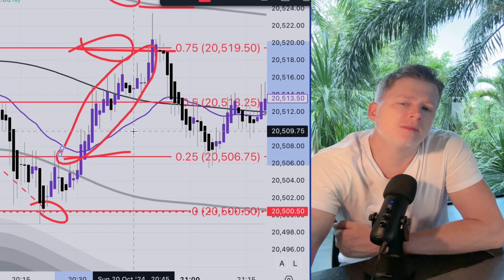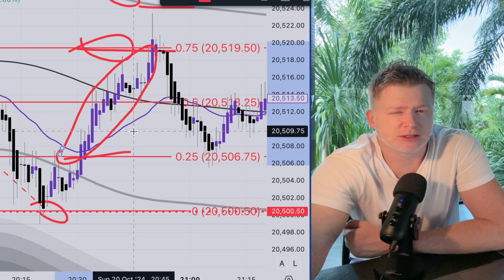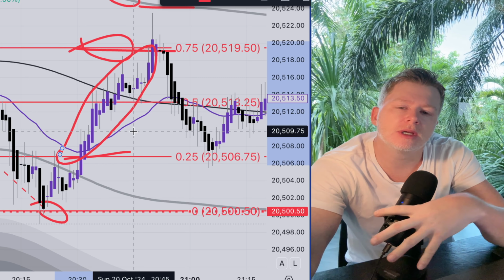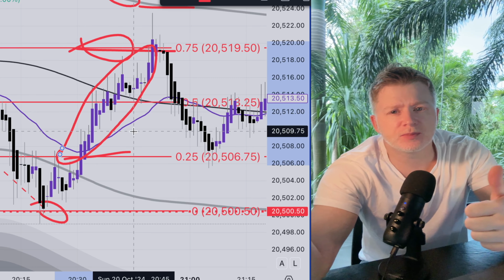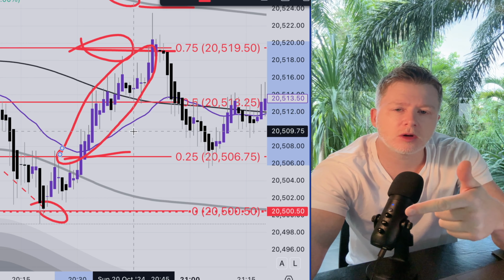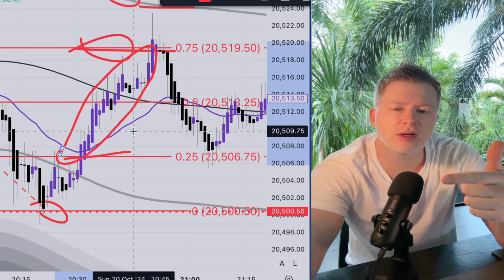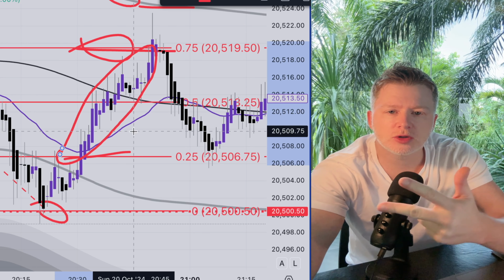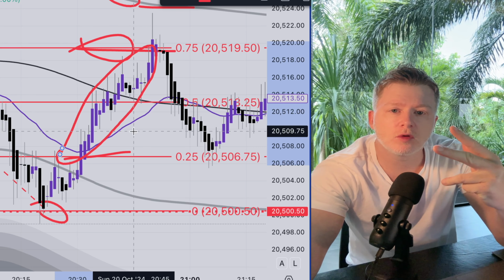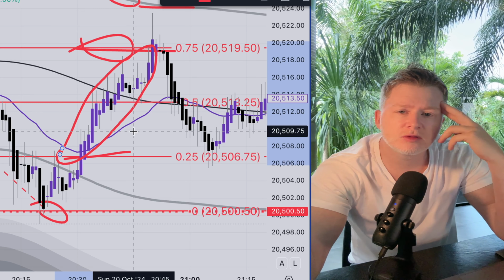Ideally, you'd like to get in with at least 4 contracts. Why? The first one, you come out at TP1, take profit 1. Second contract out at TP2, the 75% retracement. Third contract, take it off at 100% retracement, that's TP3. And the fourth contract, we leave in as a runner.